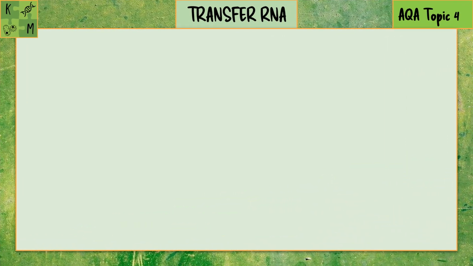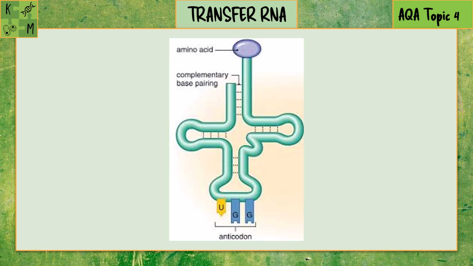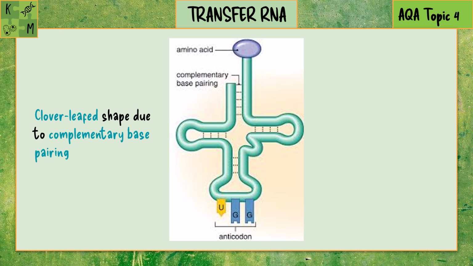Before we look at the stages of translation, let's first examine the structure of a tRNA molecule. tRNA, or transfer RNA, is described as having a clover-leafed shape, and this is due to its base sequence allowing it to fold and complementary base pair with itself.